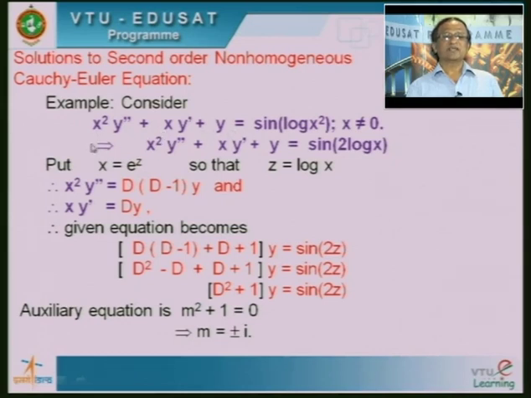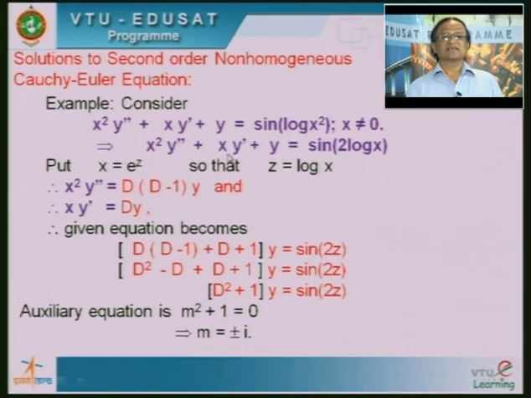Okay. Now, I can solve this equation. How do we solve this equation? You can write down this equation as x square y double prime plus x into y single prime plus y is equal to sin of log x square on the right hand side, which can be written as sin of 2 times log x using the properties of logarithm. So, we can write down 2 times log x. Okay. Now, I want to convert the linear differential equation with variable coefficients to constant coefficients using the method of substitution. Put x is equal to e to the power z, so that z is equal to log x, right.